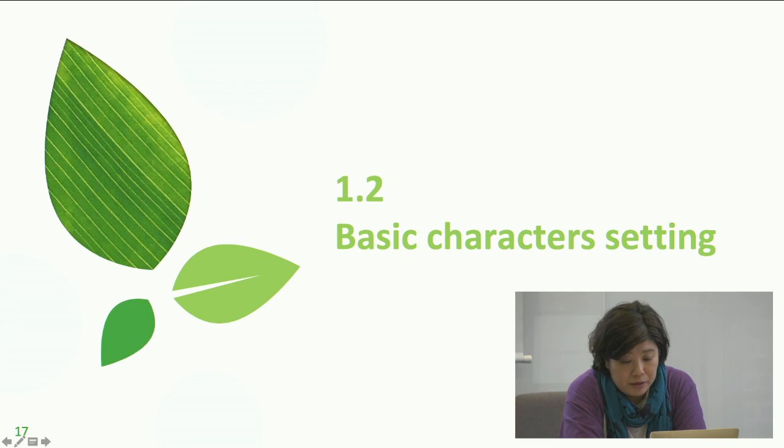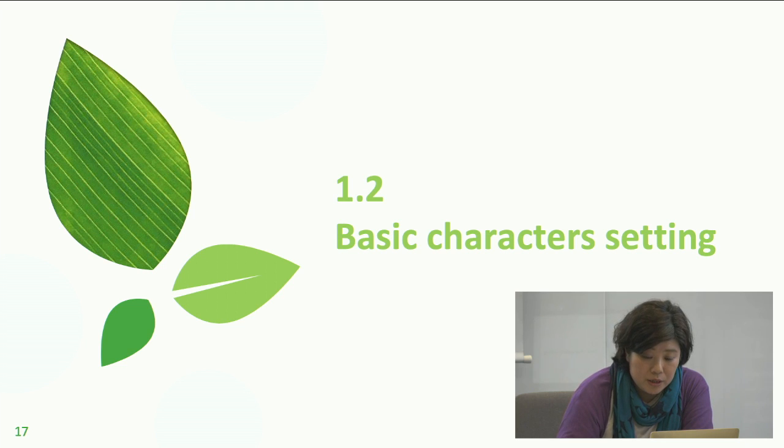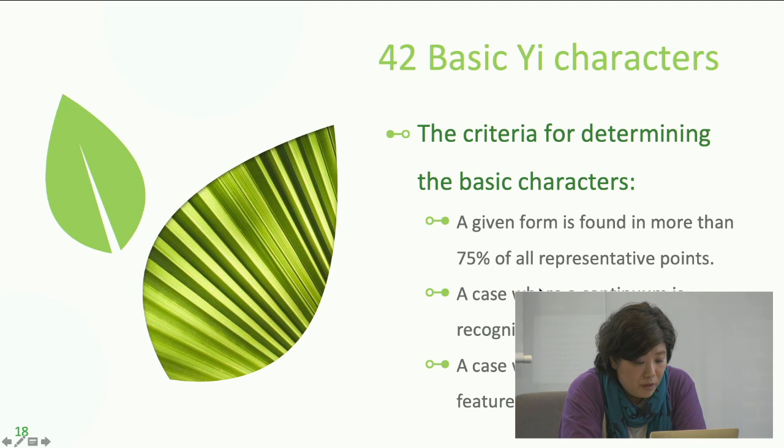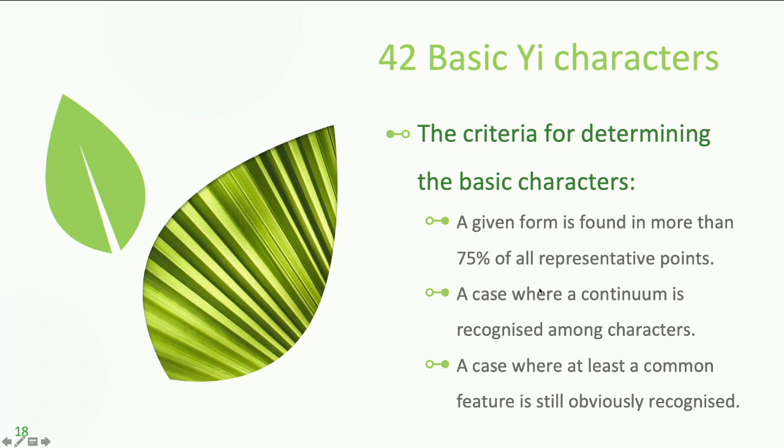As a result of the analysis of all the E script maps based on the Swedish 100 word list, basic characters have been set. Here are the criteria for determining the basic characters. A given form is found in more than 75% of all representative points. A case where a continuum is recognized among characters. A case where at least a common feature is still obviously recognized.